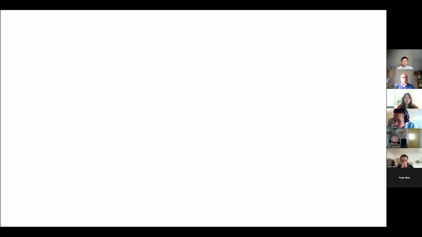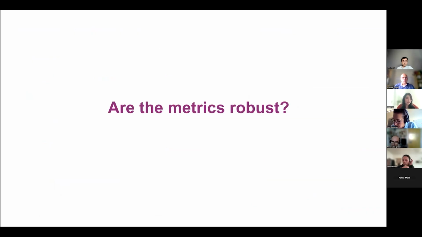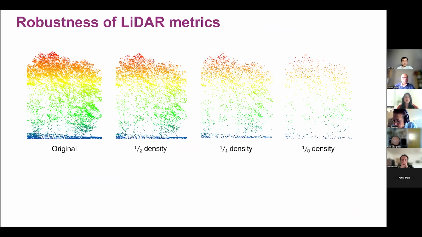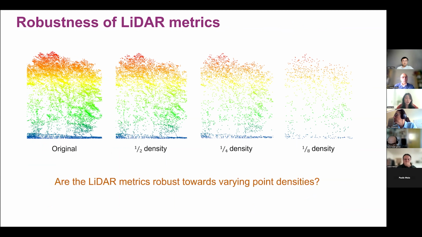So now we have calculated LiDAR metrics. Before you use them, one crucial question is, are they really robust? One of the most commonly discussed factors is point density, as already mentioned before. As you can see here, every time we reduce the point density, some of the details of the structure information get lost. And how do these metrics differ when calculated based on different density?